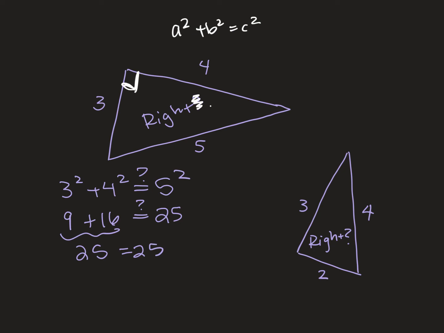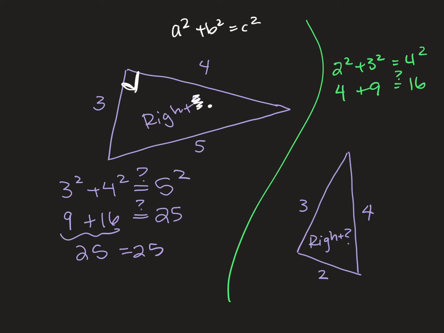No question about it, period, it is. Over here, if we try it, we say is 2 squared plus 3 squared equal to 4 squared. Here I got 4 plus 9 equal to 16, and again, we got question marks here. Well, 4 and 9 gets me 13. 13 is not the same as 16, so this is not a right triangle. Okay.